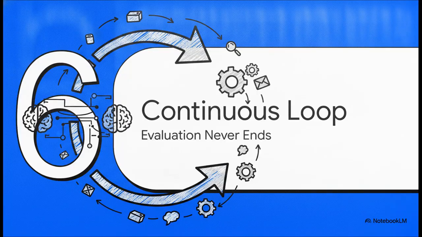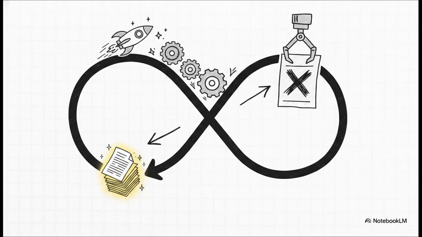Which brings us to our final section, Section 6, the continuous improvement loop, proving that evaluation is never really finished. Because the hard truth is, evaluation is never truly finished. We are going to zoom back out now and connect both of our hemispheres using the ultimate secret to reliable AI applications, the infinite cycle.